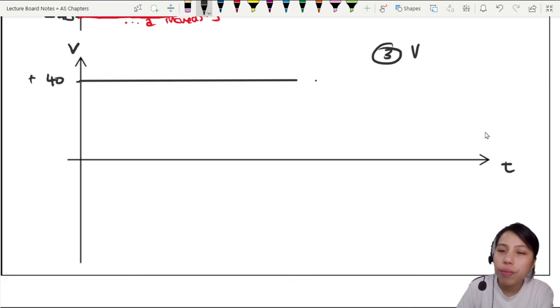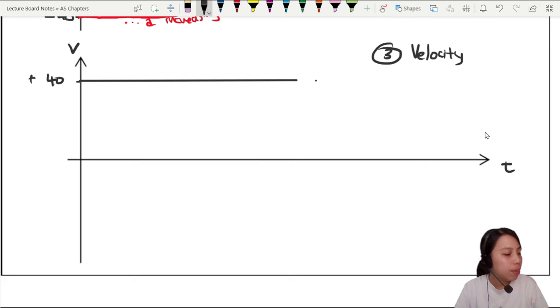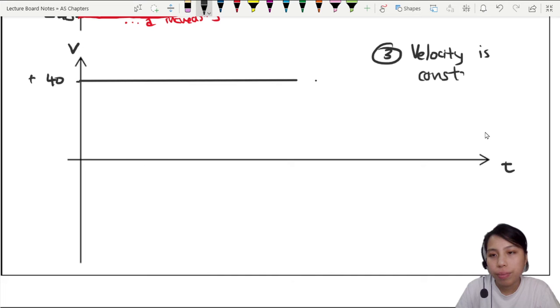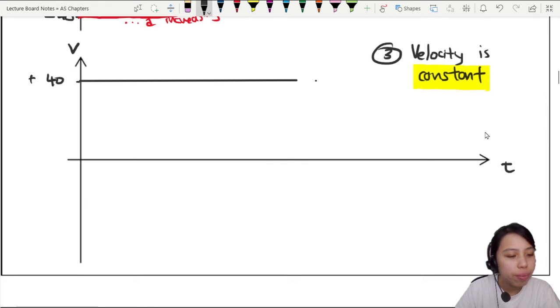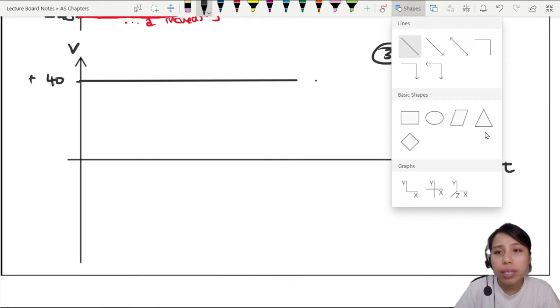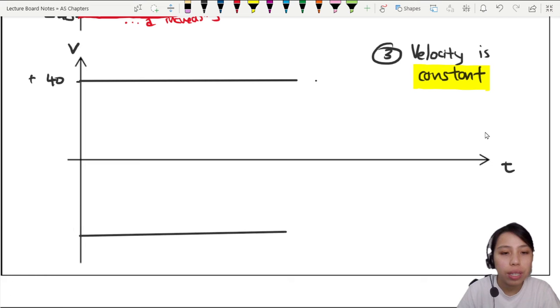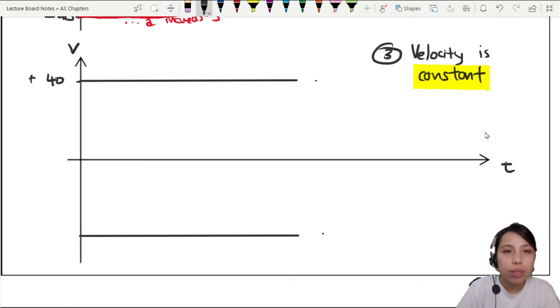Okay, then you just say velocity, or whatever graph that is. If it's acceleration, you say acceleration graph. Velocity is constant. So one possible graph you can see is constant. Constant value at 40. How about the other one, negative? You just draw another line here. This one is negative 40. If say meter per second.